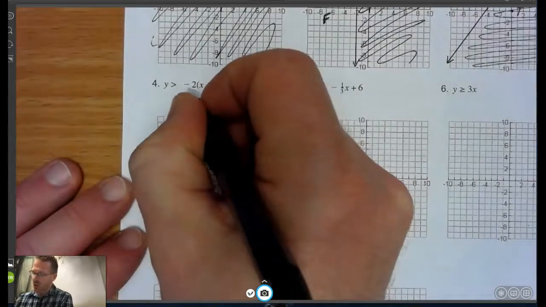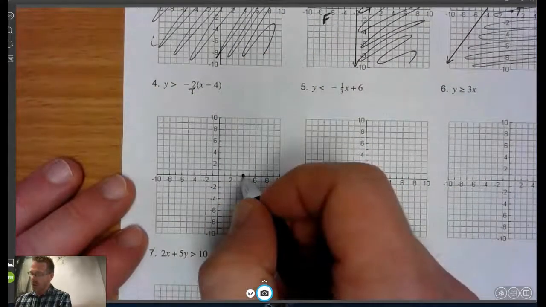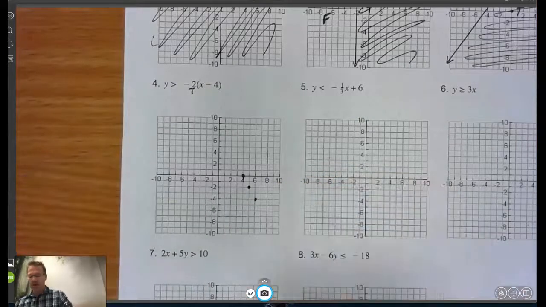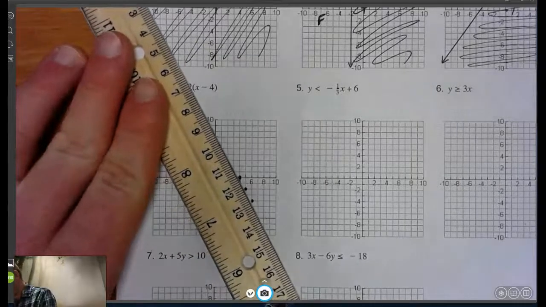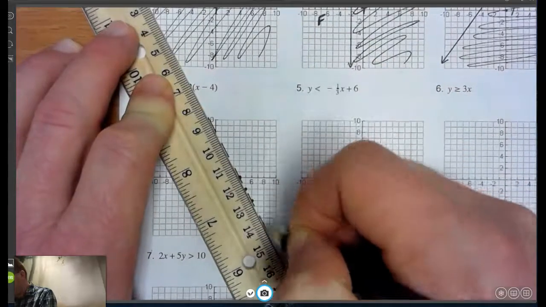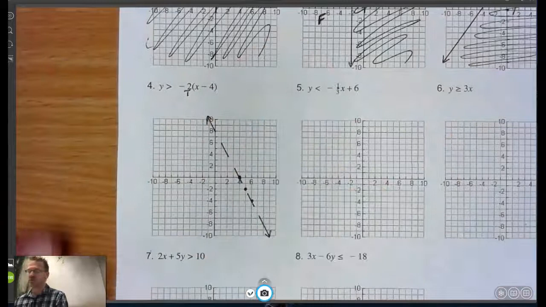Now remember, when we have a whole number, your slope is always over 1. So it's negative 2 over 1. I'm going to go down 2, to the right 1, down 2, to the right 1. And then remember, this is going to be a dotted line this time. So when I draw that line in, I'm just going to dot it up, which means we do not get to include the points on the line as part of our solution set.